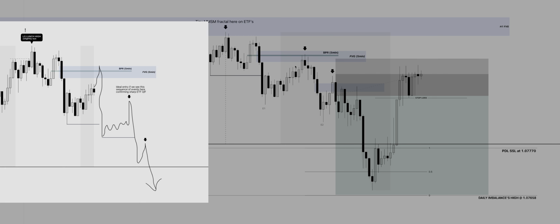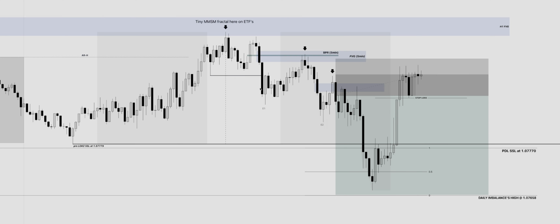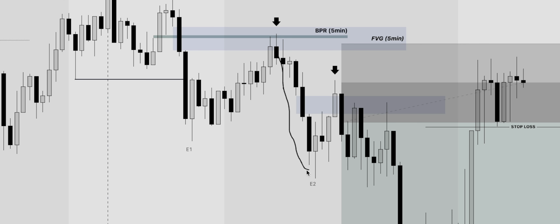So notice that we focused exactly on this 5-minute DPR right here. We wanted price to reach into the OTE levels of this first expansion, which is this E1 right here, first expansion, giving shift and delivery. Then price pulls back. We were not looking for entry right here. We waited for more. What we waited for was the second expansion, E2.